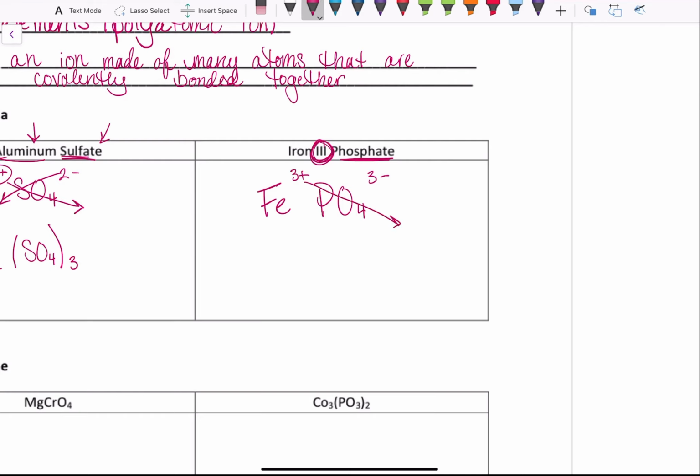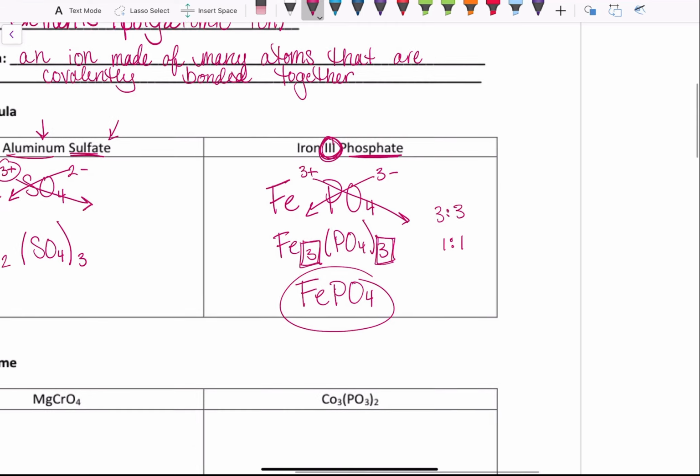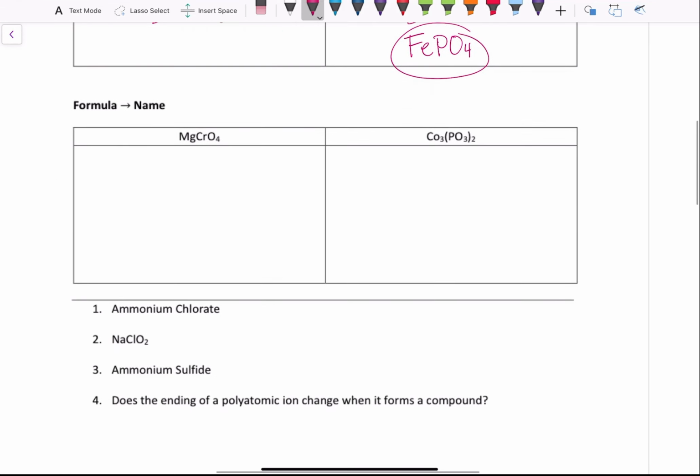These are going to crisscross. So we would have Fe3 and then PO4 3. However, just like before in an ionic compound, we always want to simplify our subscripts. So if we have a ratio of 3 to 3, that's really a ratio of 1 to 1. So we can just write FePO4 instead. And that is our final answer. So we simplified those subscripts, 3 to 3 to just 1 to 1, so we don't even have to write them. All right, moving on, formula to name.